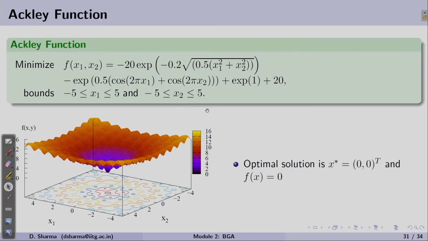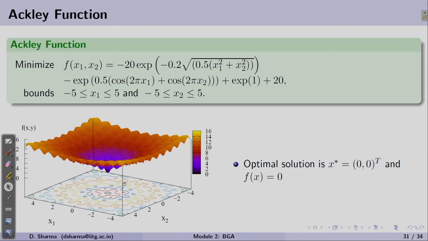Coming to the last problem, which is Ackley's function. It is written in 2 variables, x1 and x2, and it's a little complex function, and the upper and lower limits of x1 and x2 lie from -5 to +5. Looking at the surface, you can make out that this wavy kind of surface is going to create a lot of local optimum solutions.